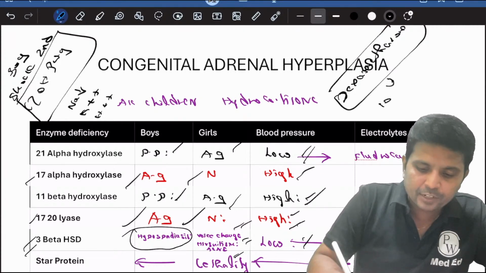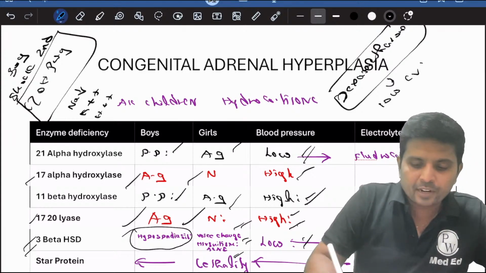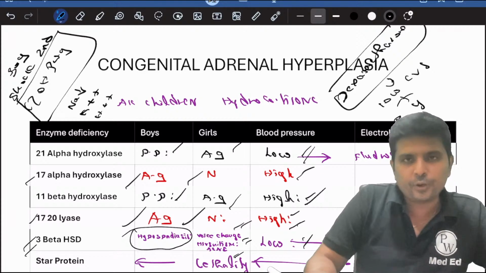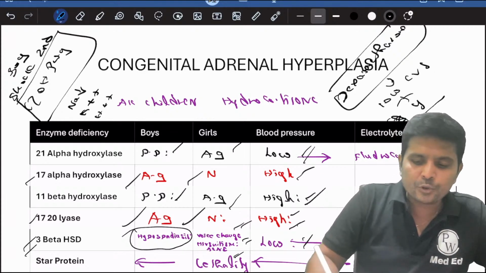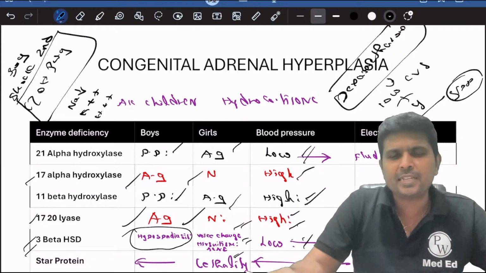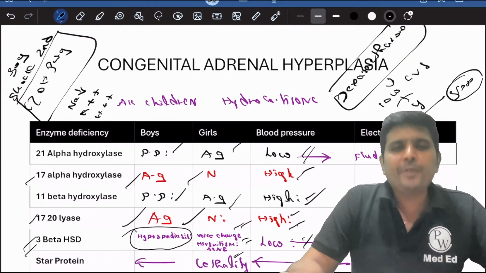Then at 10 to 12 weeks, you do a chorionic villus sampling and find out whether it is a boy or girl. You can do karyotyping. Boy means you can stop dexamethasone. Nothing is going to happen. The boy will be happy seeing his enlarged penis, because they are more prone to precocious puberty.